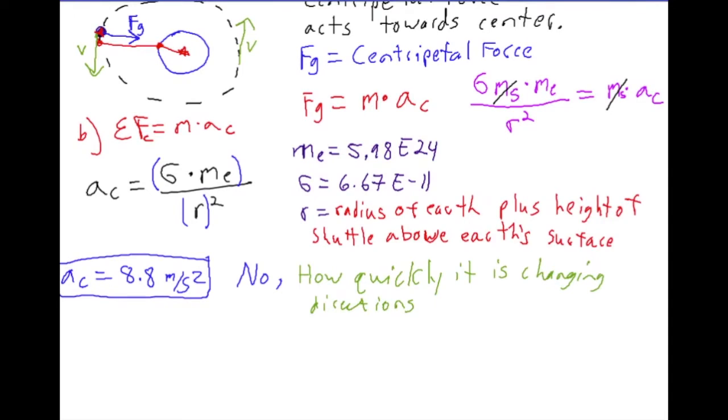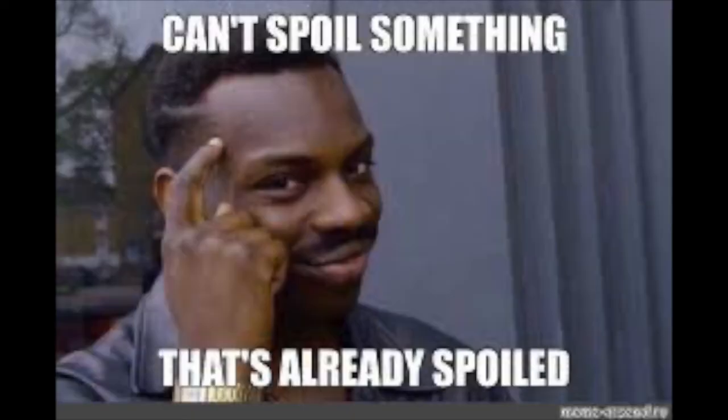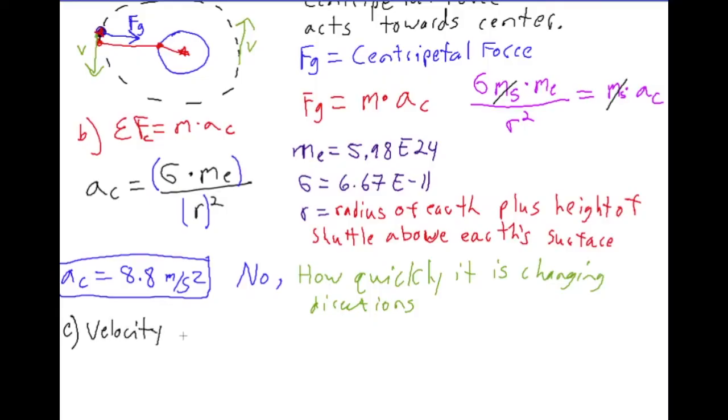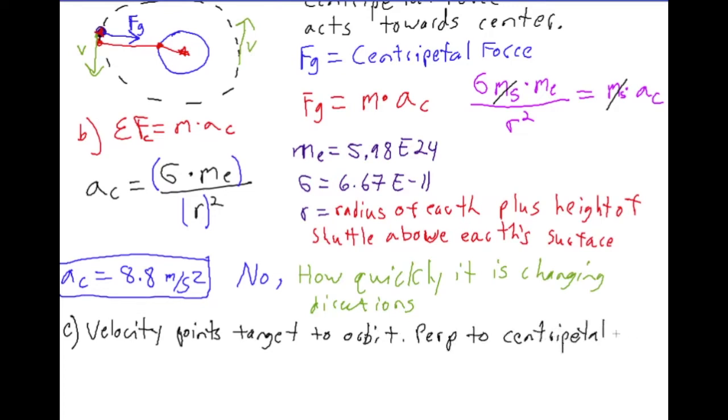All right, our next question is number 3, and that says calculate the shuttle's velocity. Which direction does this velocity point? Is it pretty big? All that good stuff. Well, I already spoiled that for you, and the velocity is actually going to point tangent to our orbit, or in other words, perpendicular to the centripetal force. Now that we know which way this velocity points, we're going to go ahead and solve for it.